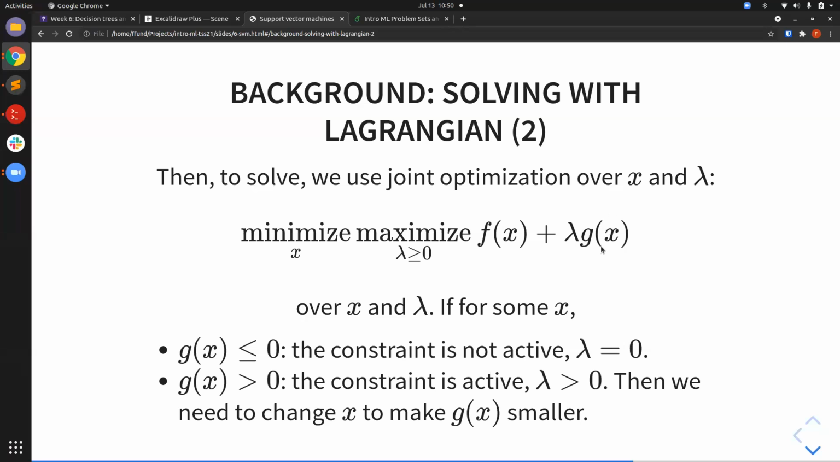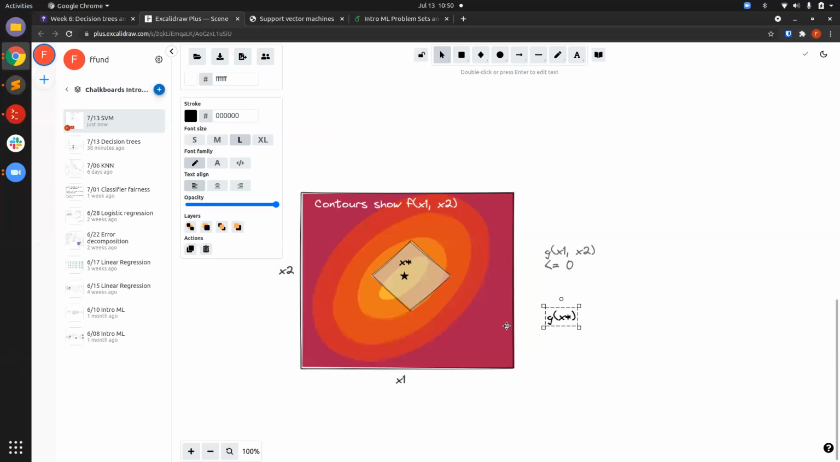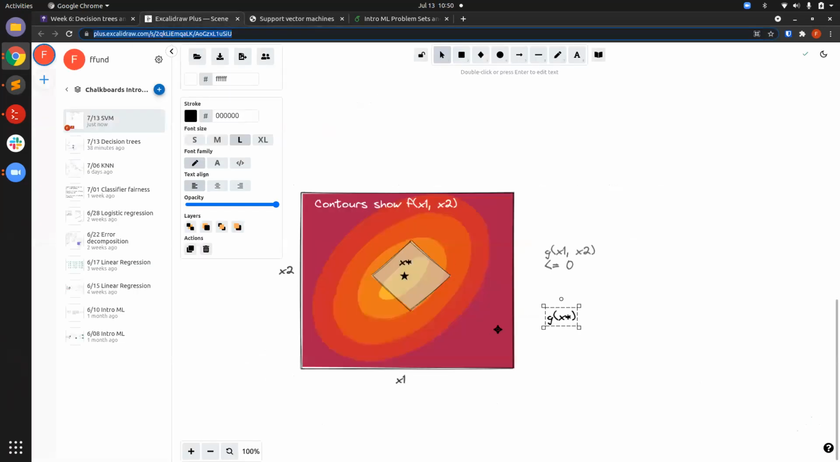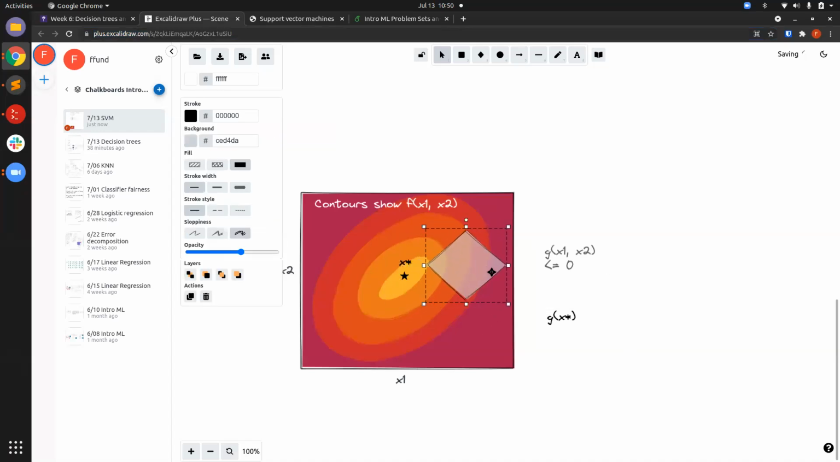Okay, so if g of x is negative, meaning the x we picked is inside the feasible set, then I'm going to select lambda equals 0 in order to maximize this function. That's called an inactive constraint. So when the solution is inside the feasible set, the constraint is not active, and I'm going to set lambda equal to 0.